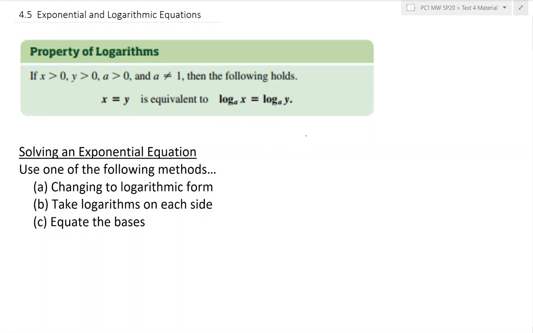That's exactly what we're going to be doing in this section, is using this property both forward and backward to be able to solve exponential and logarithmic equations. So first we'll start off with solving exponential equations. We're going to use one of the following methods. We'll either change to logarithmic form, take logs on each side, or equate the bases. As you do your homework, you're going to start recognizing which method is going to be the easiest to use.